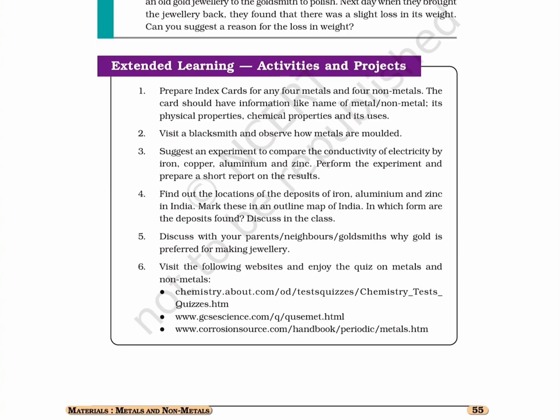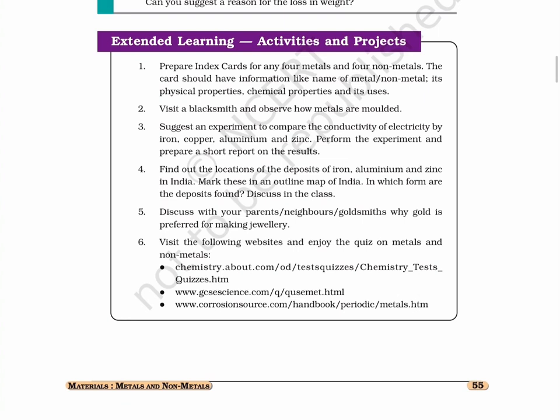Fourth, find out the locations of the deposits of iron, aluminium and zinc in India. Mark these in an outline map of India. In which form are the deposits found? Discuss in the class. Fifth, discuss with your parents or neighbors or goldsmiths why gold is preferred for making jewelry. 6. Visit the following websites and enjoy the quiz on metals and non-metals.